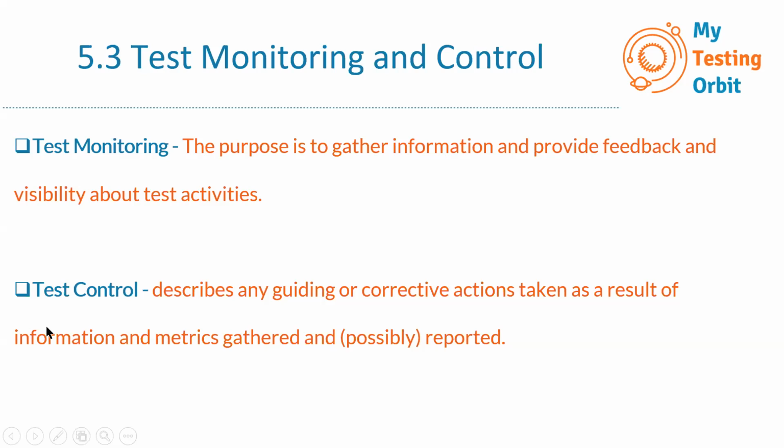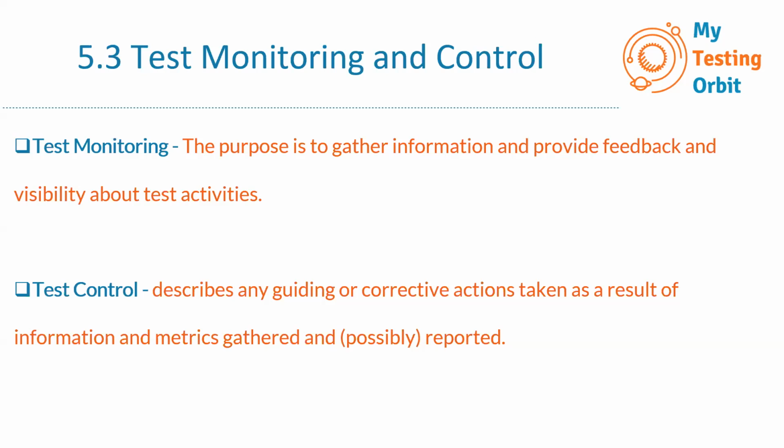Then the next one is test control. Test monitoring and test control go hand in hand. Monitoring is about gathering all those metrics, and test control describes any guiding or corrective actions taken as a result of information and metrics gathered and possibly reported. It refers to corrective actions that are considered necessary to keep a project on track or meet the exit criteria.